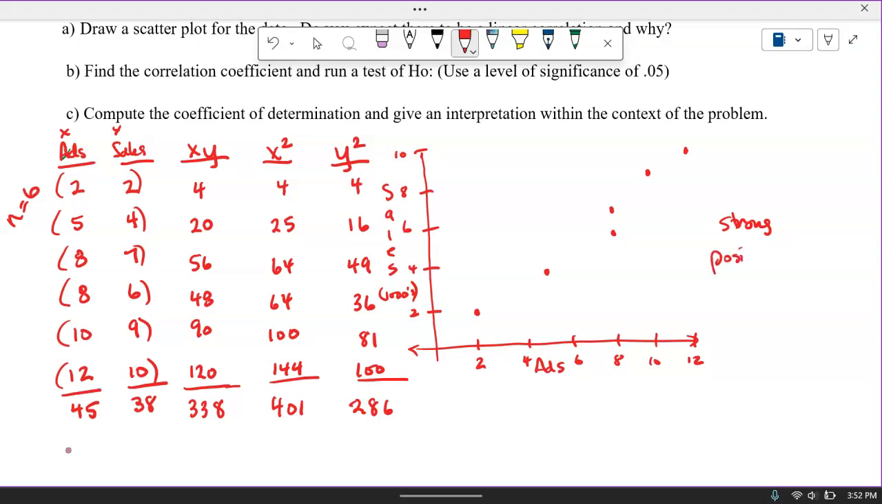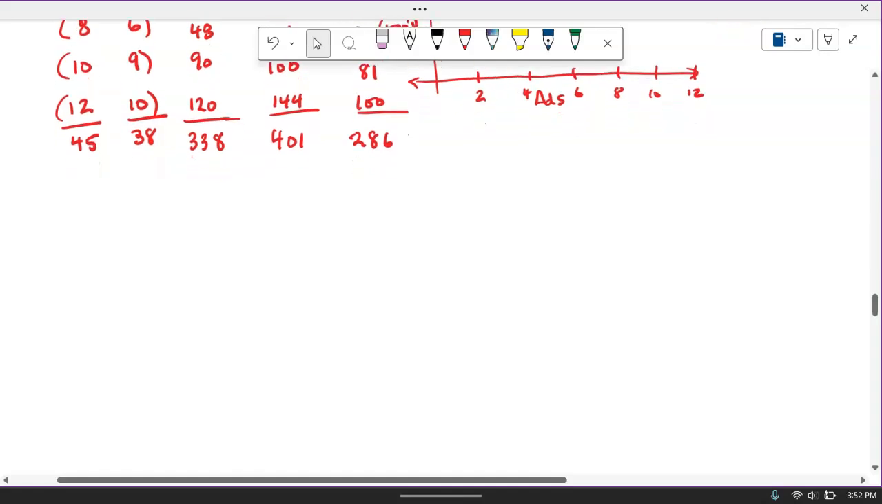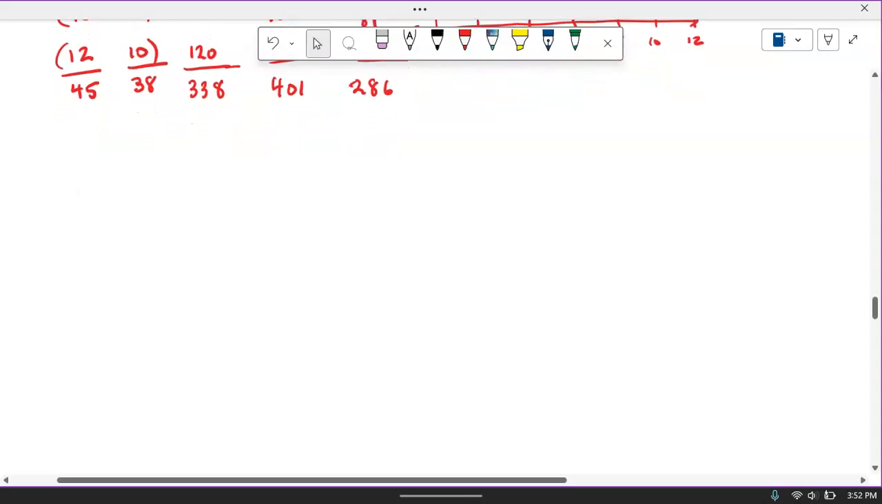It also indicates a positive relationship because from left to right, the points do have an upward trend. Now, the first thing I'm going to have you calculate after that in part B is to find the correlation coefficient and run a test of the hypothesis. You will need Table I at your disposal. That was handed out in class. If you missed class, it is in the tables folder on Blackboard.